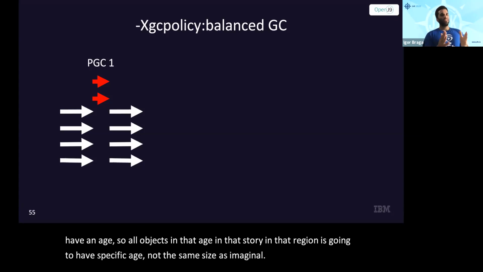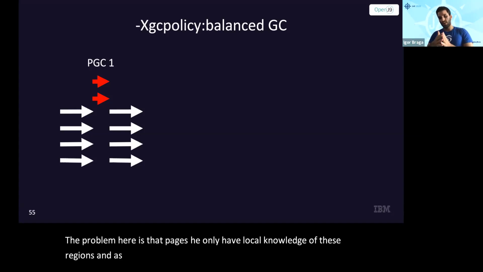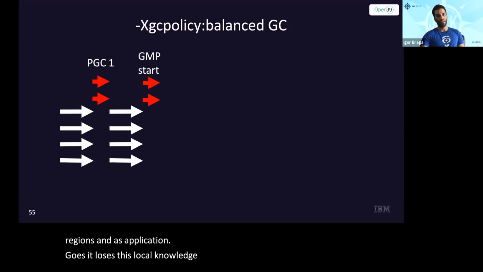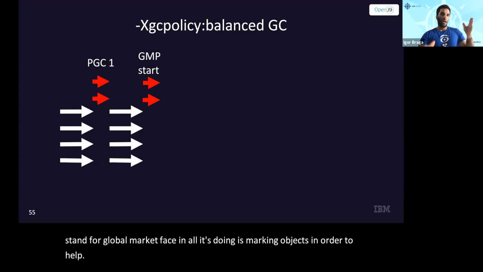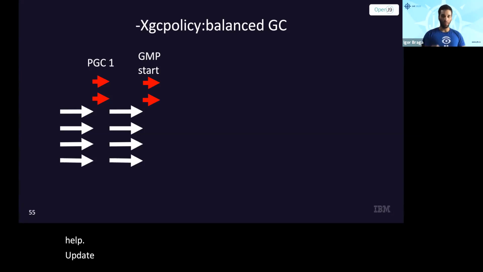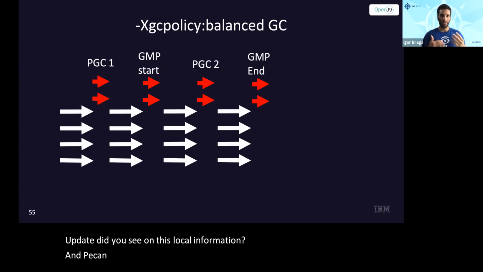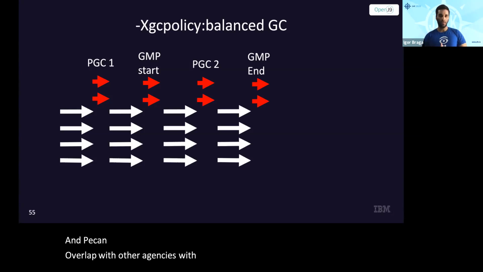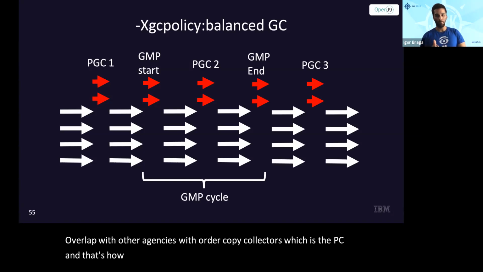Now, the problem here is that PGC only has local knowledge of these regions. And as the application goes, it loses this local knowledge. So GMP is there to help PGC. GMP stands for Global Marking Phase, and all it's doing is marking objects in order to help update PGC on this local information. And GMP can overlap with other PGCs, which are the copy collectors. And that's how the application behaves in this case.